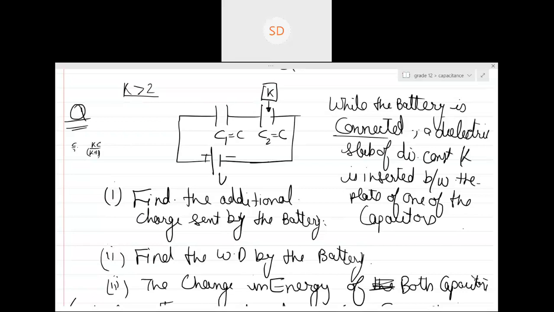Today we'll be done with capacitance and we'll come back to capacitance again when we discuss current electricity. Although I think I might start current electricity today itself, because just after this question I'll give you one more question and we'll start. The answer will come in terms of K. So please don't hesitate.